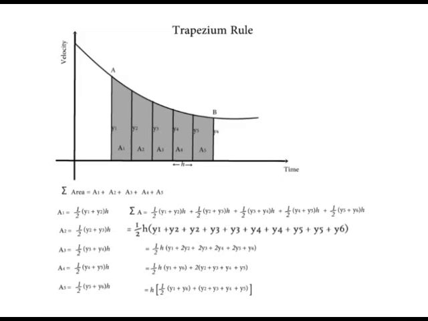In general, if a region is divided into n trapezia, each of width h units, the number of ordinates is n plus 1, and the estimated area using the trapezium rule is given by area is equal to a half into y1 plus yn plus 1 in one bracket plus y2 plus y3 plus y4 all the way to yn in another bracket, everything times h. This is the trapezium rule.